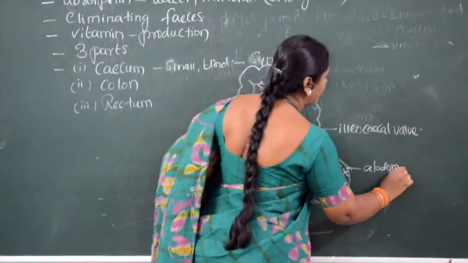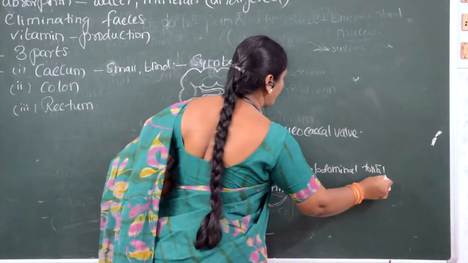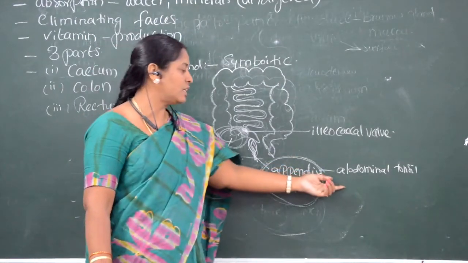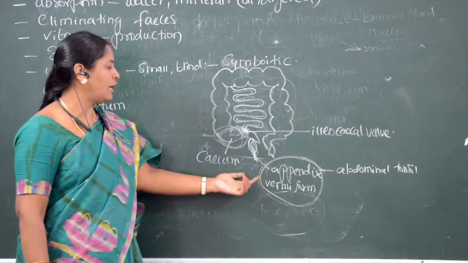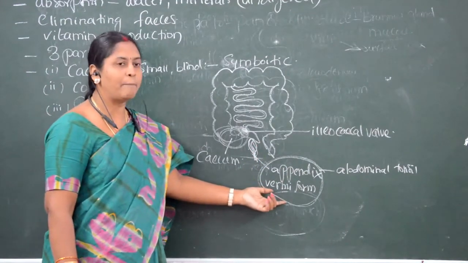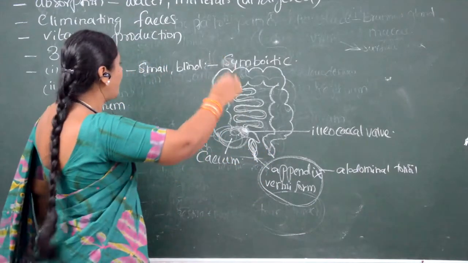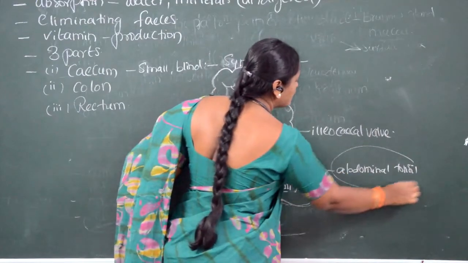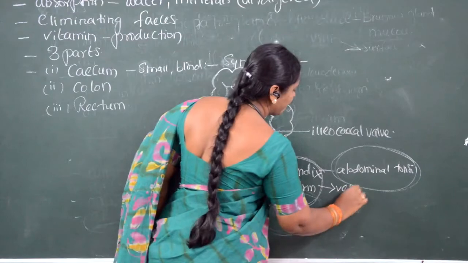What is the abdominal tonsil? This is nothing but a lymphoid tonsil. So the abdominal tonsil, or vermiform appendix, is vestigial in man. Which is vestigial in man? The abdominal tonsil or vermiform appendix is vestigial.